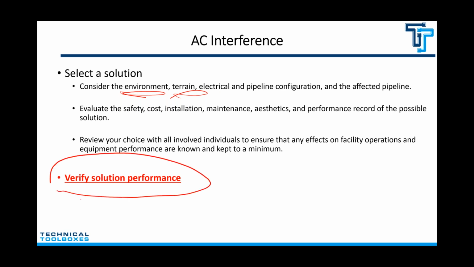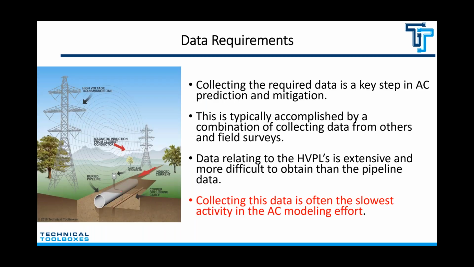Don't forget this right here. Once you've installed that mitigation, always make sure you verify the solution performance. Because a lot of times it's not uncommon that your model said one thing, you did the mitigation, and when you install that and go check it, it's not what you thought it was going to be. And there's a lot of reasons that can cause that. But again, make sure you don't forget that step to verify your solution performance.